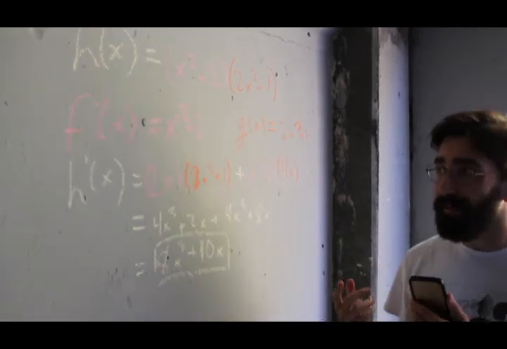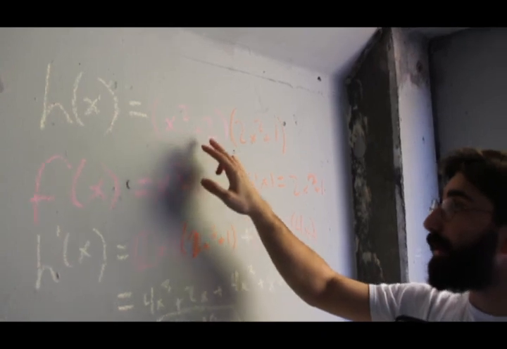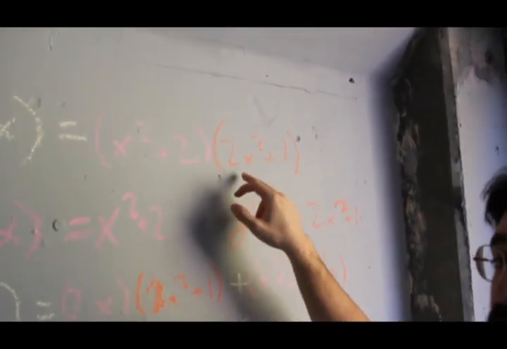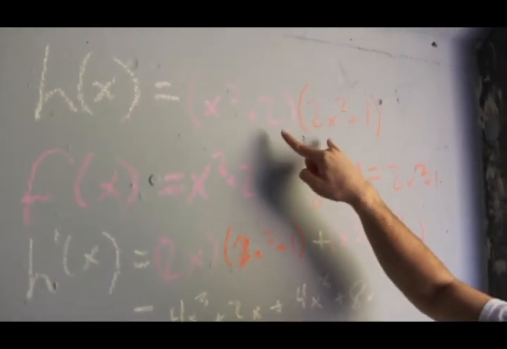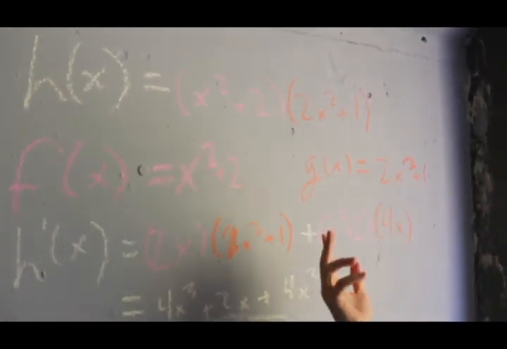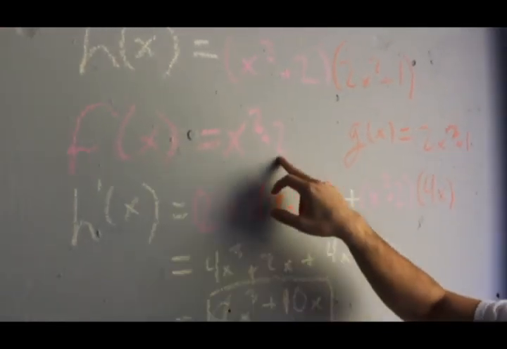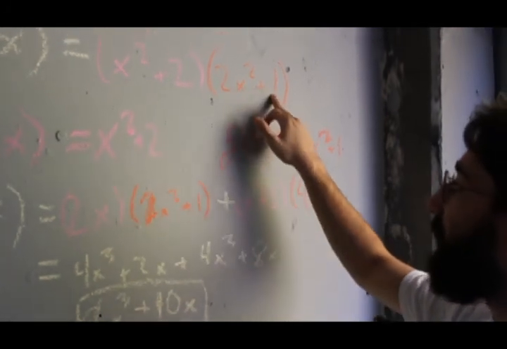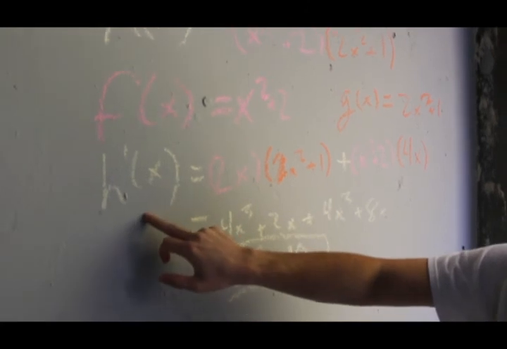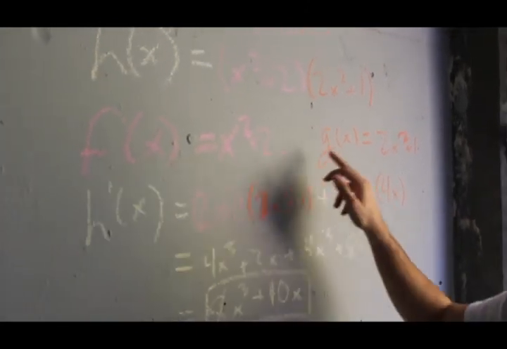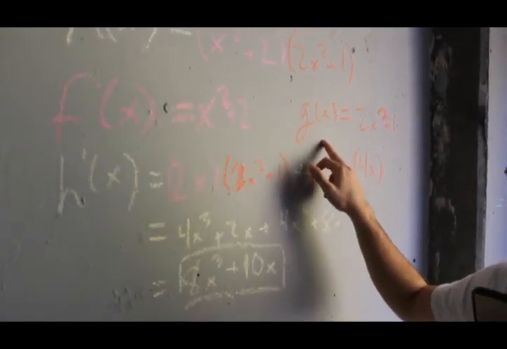In this example we have our function h of x defined as x squared plus 2 times 2x squared plus 1. We can take these two separate quantities and separate them into their own functions: f of x equals x squared plus 2, and g of x equals 2x squared plus 1. So our h prime of x is going to be f of x times g prime of x plus f prime of x times g of x.